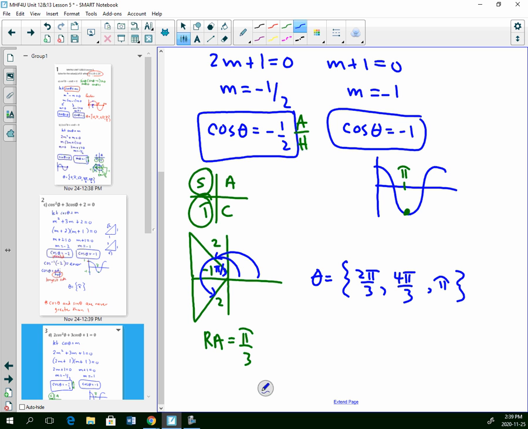Okay? I don't mind what order you put them in the solution set. If you want to put them in numerical order, that's fine. If you want to just write them down as you complete them, that's fine too.